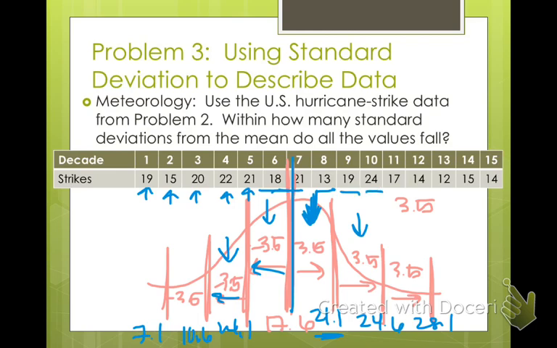19 is 1 above. 24 is 2 above. 17 would be 1 below because it's less than 17.6. 14 is 2 below. 12 is 2 below. 15 is 1 below. And 14 is 2 below. So our answer to that question would be within how many standard deviations of the mean does the data fall? Well, we go 2 standard deviations above and we go 2 standard deviations below. So we would say within 2 standard deviations of the mean.